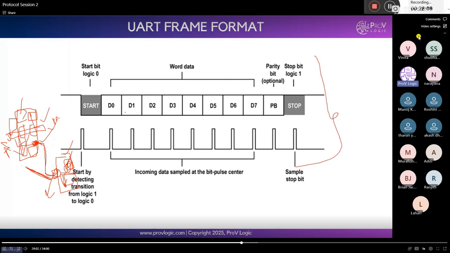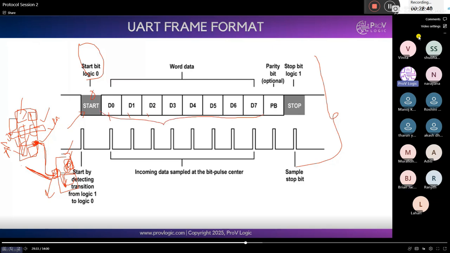This is the frame format we need to follow. First there will be a start signal. Start signal means it will initiate the transfer. If you see here, the start bit is logic 0; whenever the start bit is 0, it will initiate the transfer. Then D0, D1, D2, D3, 4, 5, 6, 7, the number of data bits, D0 to D7, total 8 bits. So we are passing 8-bit data.